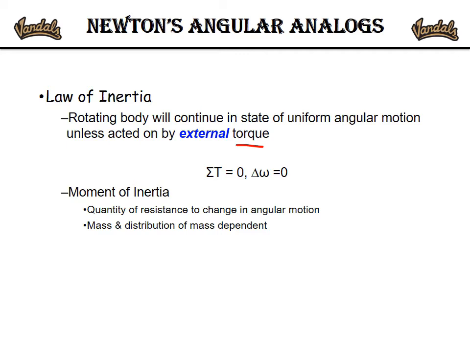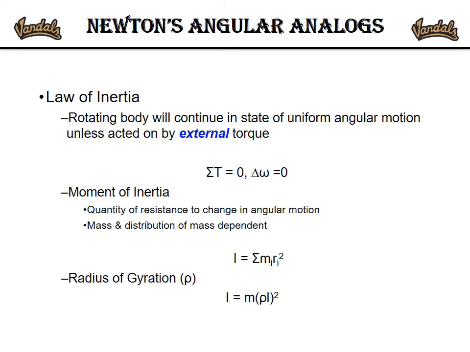Moment of inertia is the quality of resistance to any change in motion. So just like inertia in the linear component, a moment of inertia is the quantity of resistance to any change in angular motion. And it's a component of the mass and distribution of the masses independently. So here we have moment of inertia. It's a sum of the masses times the radius at which those masses are, squared. And so the distance the masses are from the axis of rotation goes into play here.